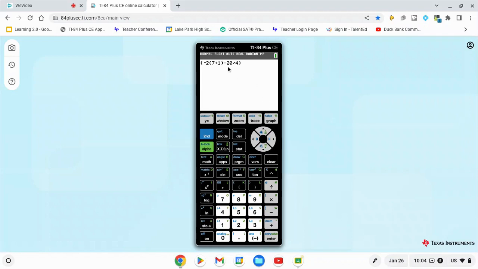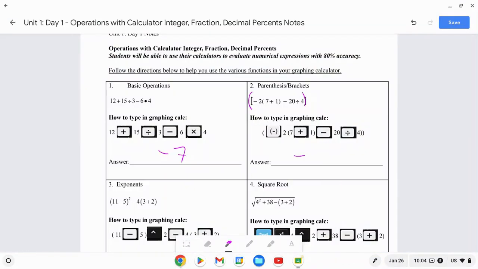Now, one thing to note is that in the graphing calculator, the negative sign is different than the minus sign. So if you mix up a negative and a minus sign, you may get the wrong answer. So just be careful when you are typing things in. Don't use the minus and the negative sign interchangeably because they are different. Okay, so when I go ahead and hit enter, I end up getting -21 as my answer. So I'm going to go back to my notes and write -21.